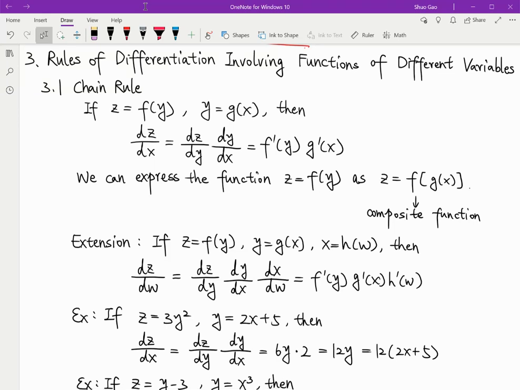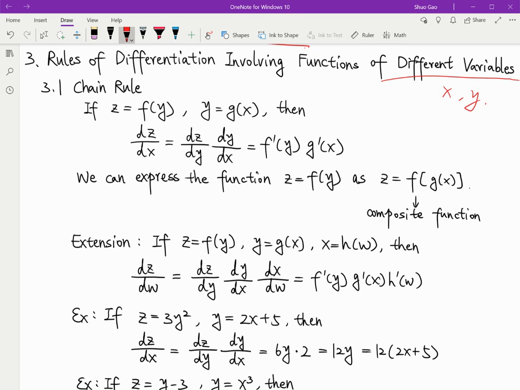Okay, so now let's talk about the rules of differentiation involving functions of different variables. The keyword here is different variables. In section 2, we talked about different functions of the same variable, x. But here they have different variables. One function may be a function of x, and the other may be a function of y. So they're different, and we want to find out how to find the differentiation of them.